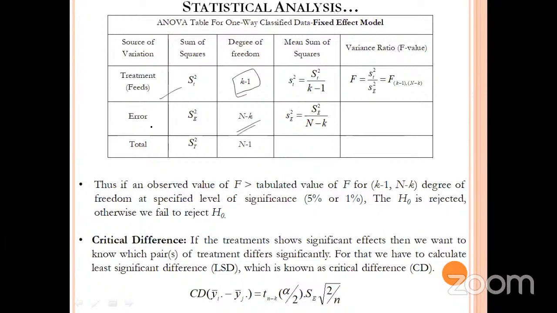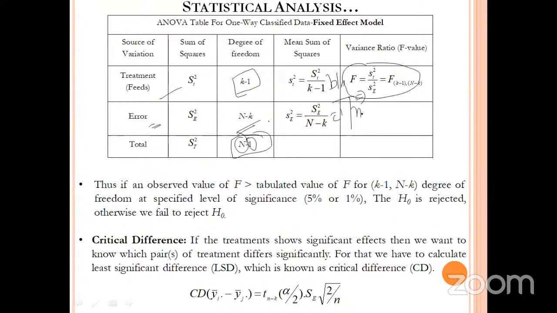N minus K for residual, because outside the sample and within the population, what we don't know is the residual. Total is N minus 1. N is the population and this is the population mean. This is the total sum of square. So this is between and this is within. When we take their ratio, it is the F test.